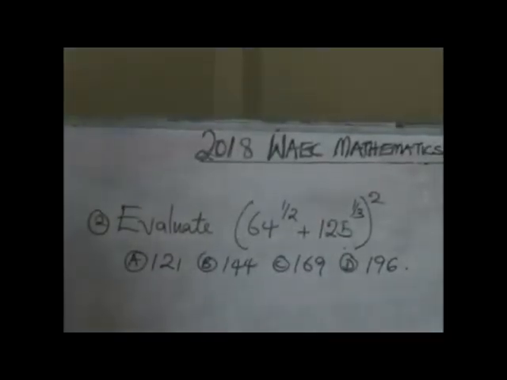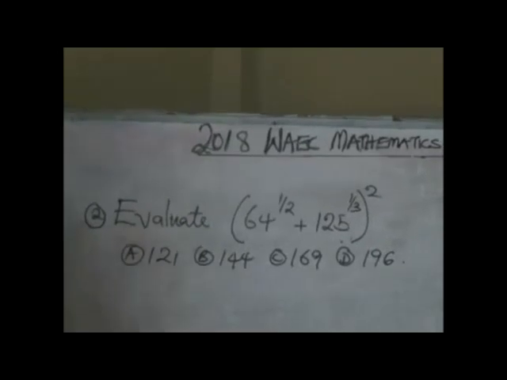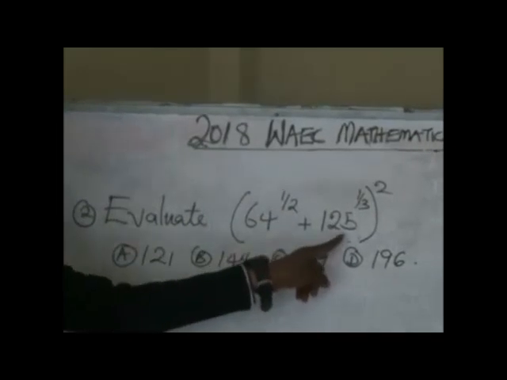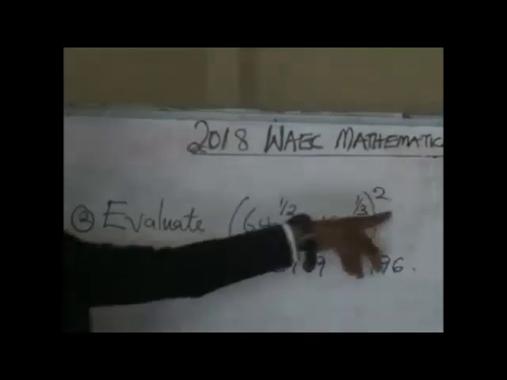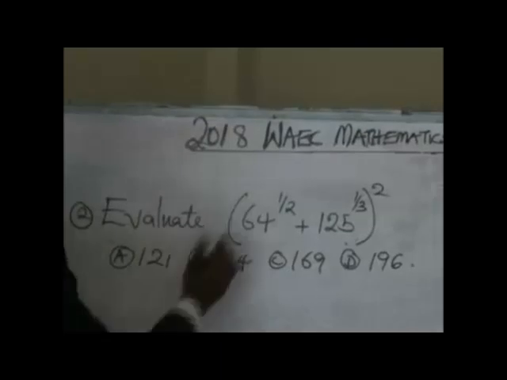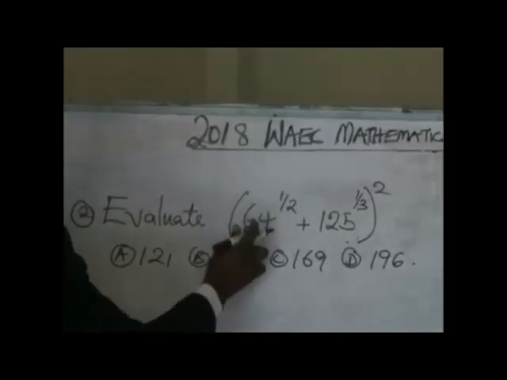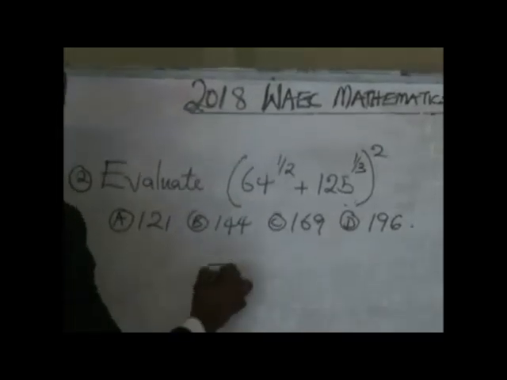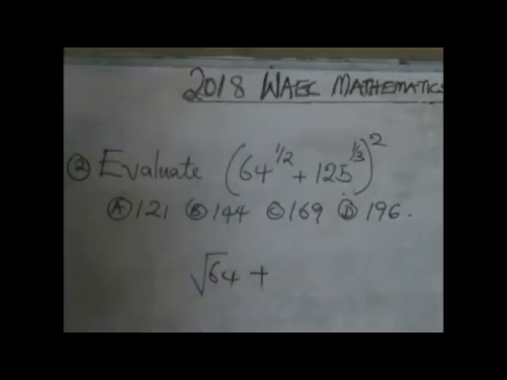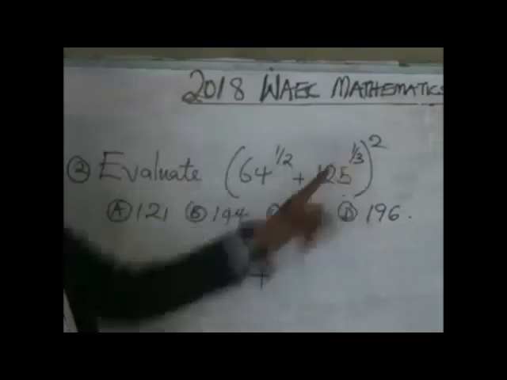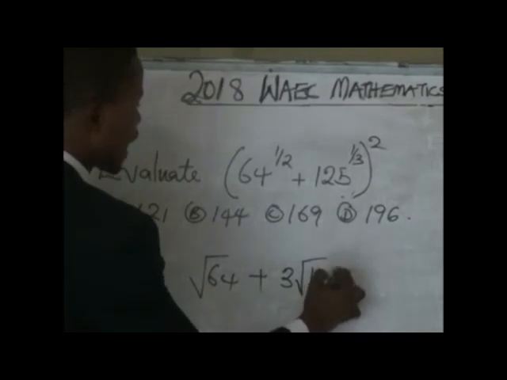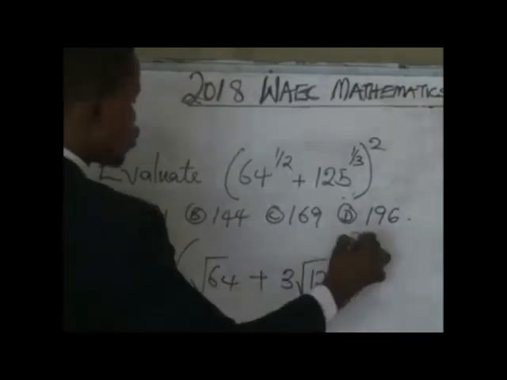You understand? Here is question 2 of the 2018 WAEC Mathematics Past Questions. You are given: evaluate 64 raised to the power 1 over 2 plus 125 raised to the power 1 over 3, all squared. What you simply do is to express these values. 64 raised to the power 1 over 2 is the same thing as square root 64, and 125 raised to the power 1 over 3 is the same thing as the cube root of 125, all squared.